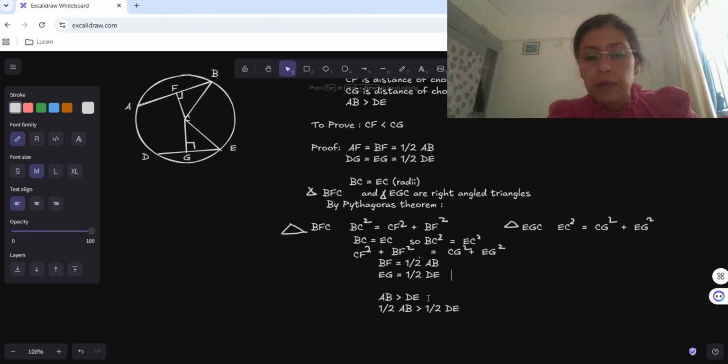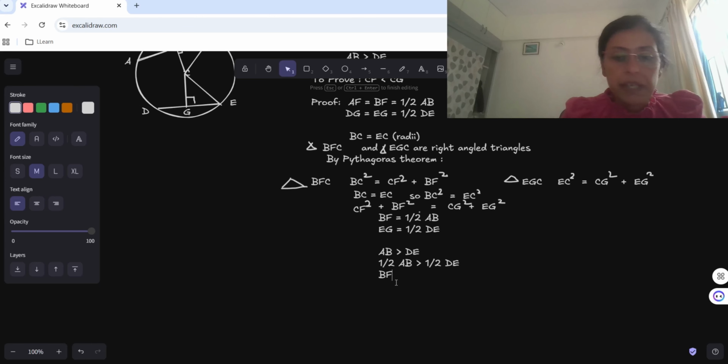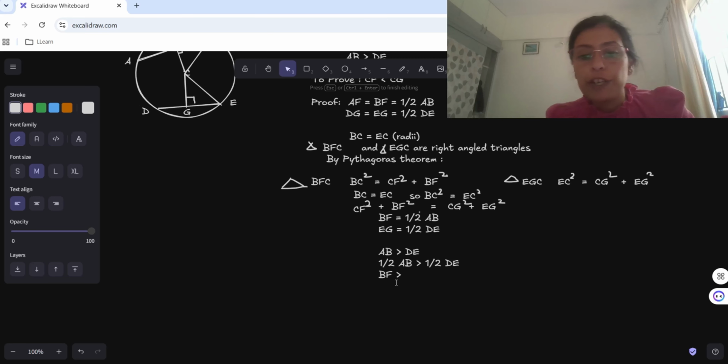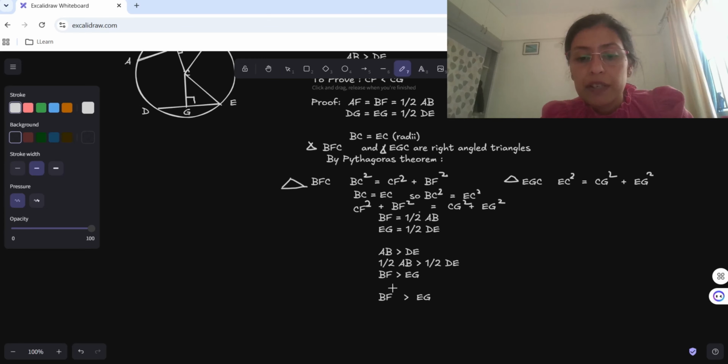Okay, so AB is greater than DE, so half of AB will be greater than half of DE, right? Half of AB is BF and half of DE is EG. So we come to the conclusion BF is greater than EG. Also, we can say then in that case that BF square will be greater than EG square, right?